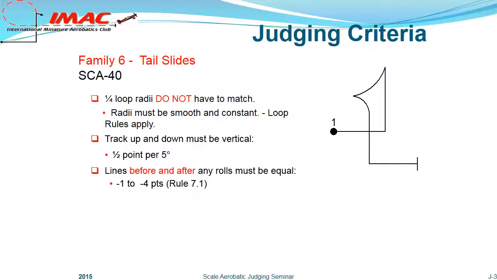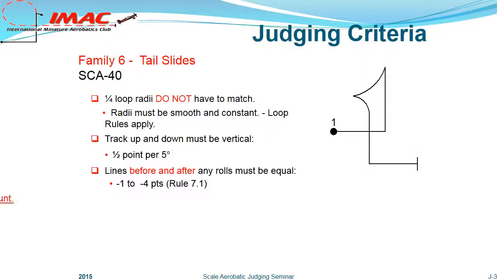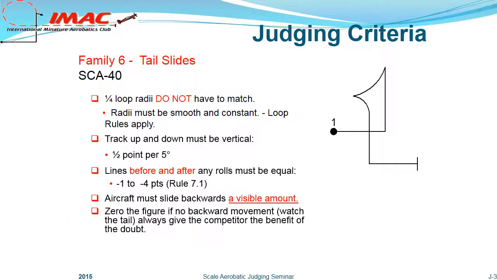With rolling elements on the interior lines, they must be centered, having equal line segments before and after. Figure 14 in Rule 7.1 is used to determine the actual deduction in the range of 1 to 4 points. In a tail slide, the aircraft must display a visible amount of backward movement. If no visible movement is seen, the figure must be scored a 0. As always, the competitor should receive the benefit of the doubt.